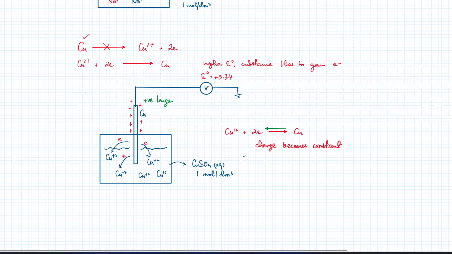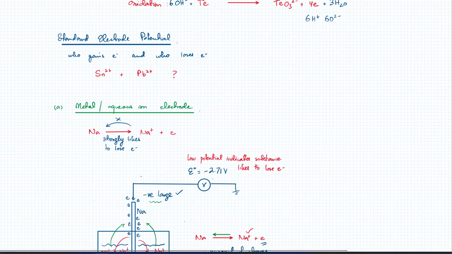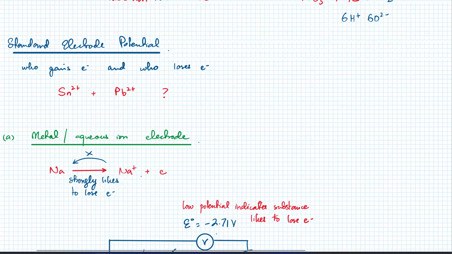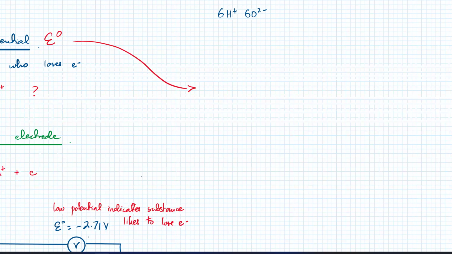So that's your two basic electrodes. Now, the whole summary of the chapter, or the main point of the chapter, is that this E naught gives you a lot of idea about what the substance wants to do. If you're getting a higher E naught or a positive potential, that indicates that the substance, whether it's an ion or a metal or whatever, likes to gain electrons. It likes to get reduced.